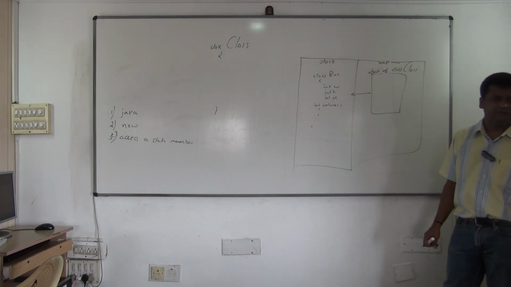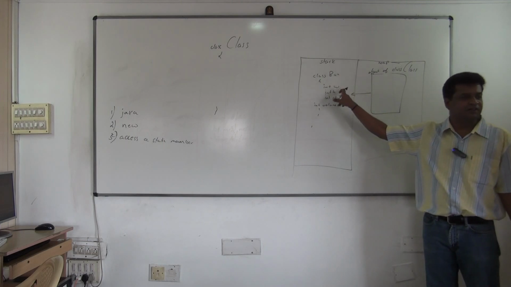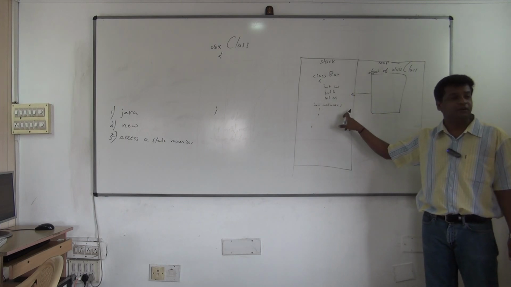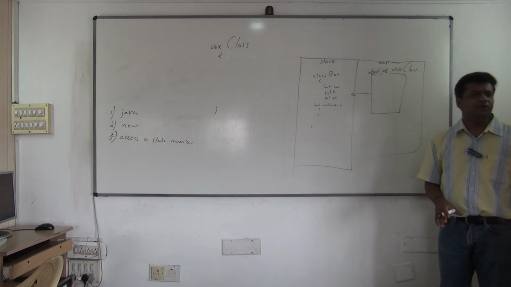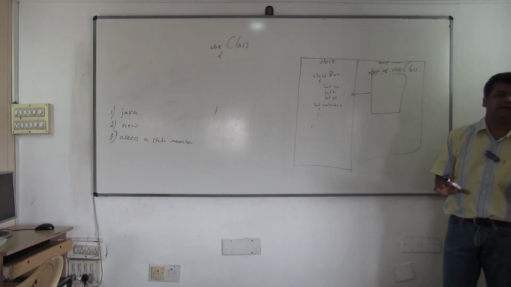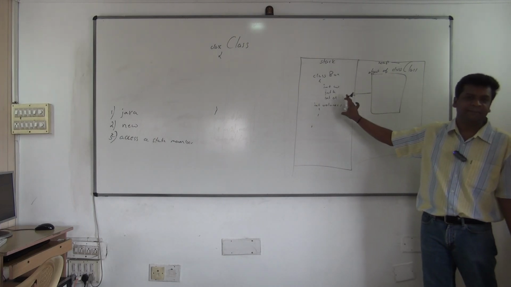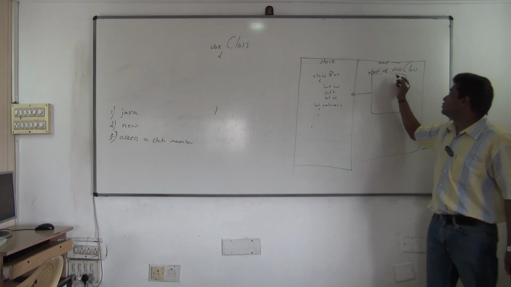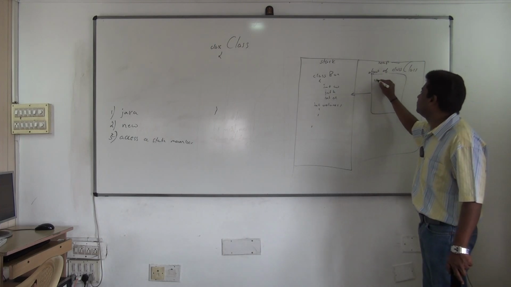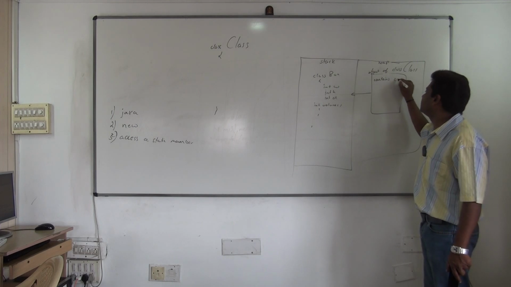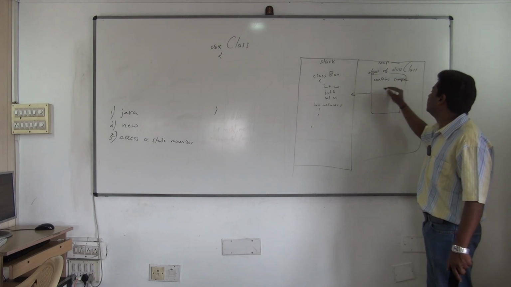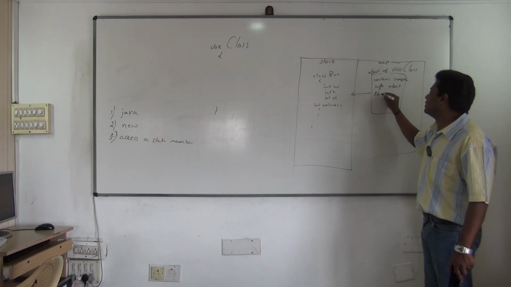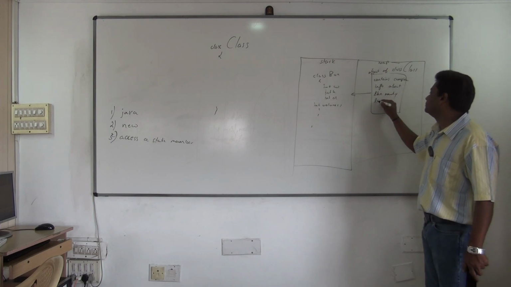It has complete information. How many variables are there here? How many methods are there? What is the signature of this method? What is the return type of this method? Complete information about the loaded class it will be having. How many constructors are there? Okay, that's complete. So object of class contains what? Complete info about the loaded class, the newly loaded class.